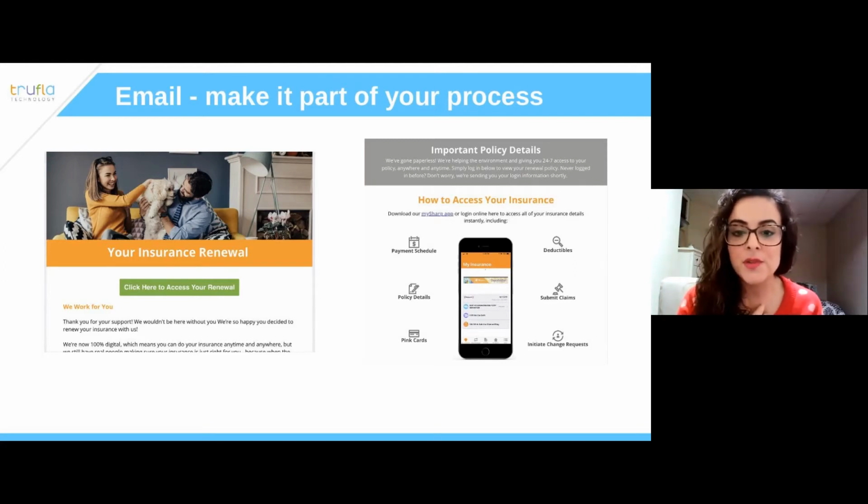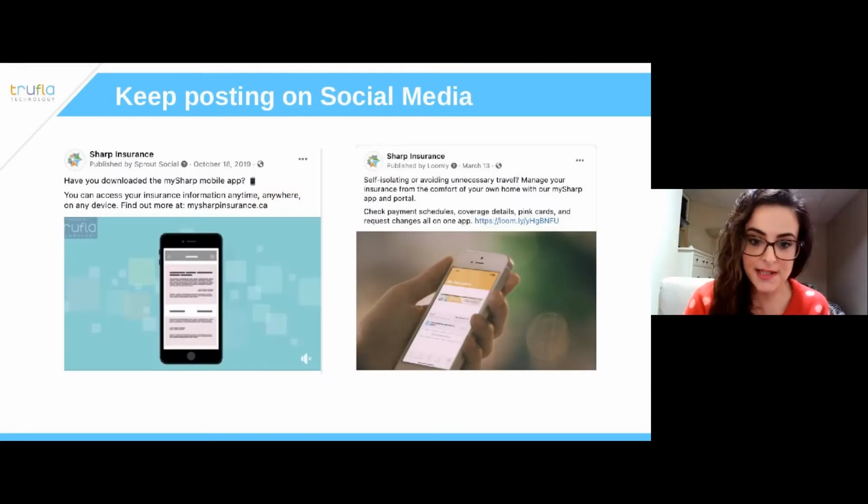So right now, Sharp Insurance has a 65% adoption rate, and we have on average 4,000 to 5,000 users engaging with our app every single month. And the reason why we have that is because we're constantly getting in front of our clients about the app.